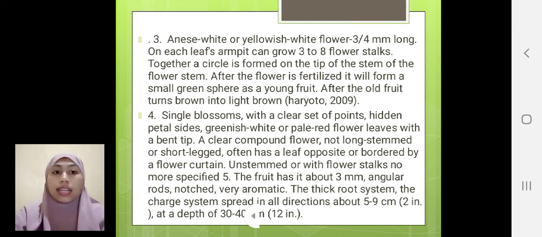4. A compound flower with clear sets of parts. Petal sides greenish white or pale red, with a blunt tip. A clear compound flower, with a short stalk or a flower stalk. 5. The fruit is about 3 millimeters, with angular ridges, and is not very aromatic. The root system spreads in all directions for about 50 to 90 centimeters.